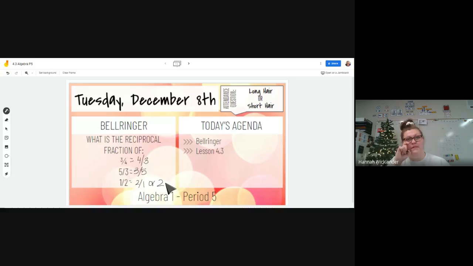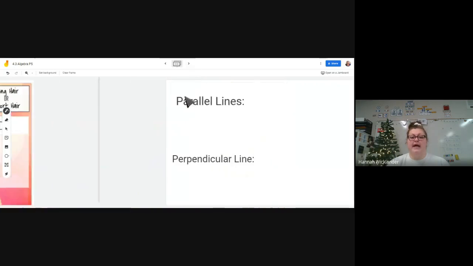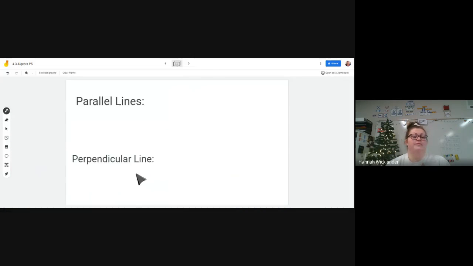So today we're going to be doing the reciprocal, or the negative reciprocal. To make it a negative reciprocal, all I do is add a negative sign, or if it's negative, it becomes positive. So we're going to be dealing a little bit with that today. The majority of our lesson is over parallel and perpendicular lines.